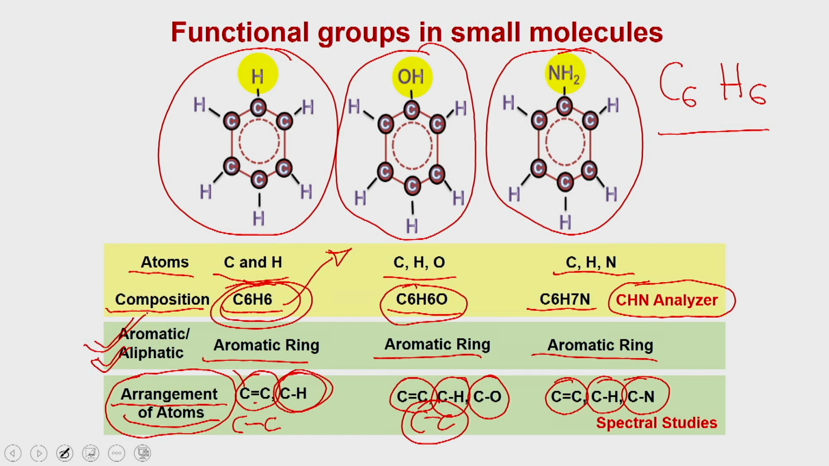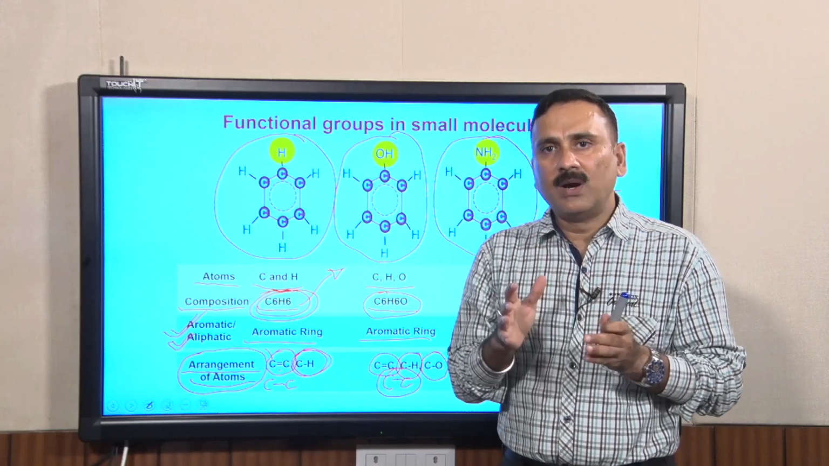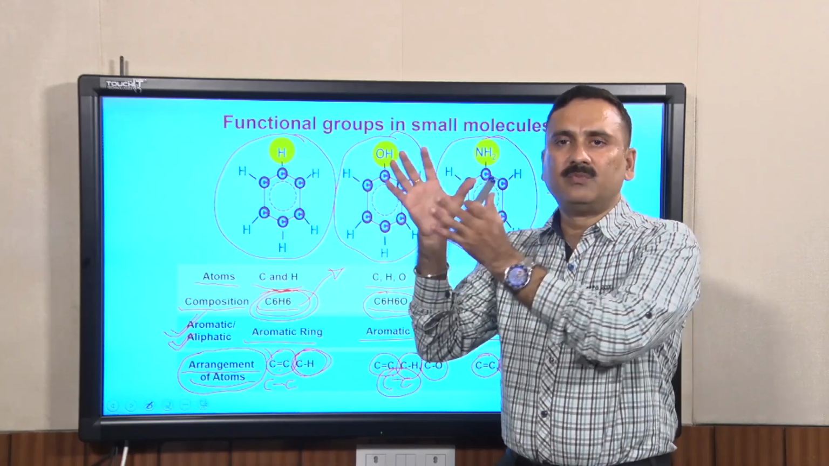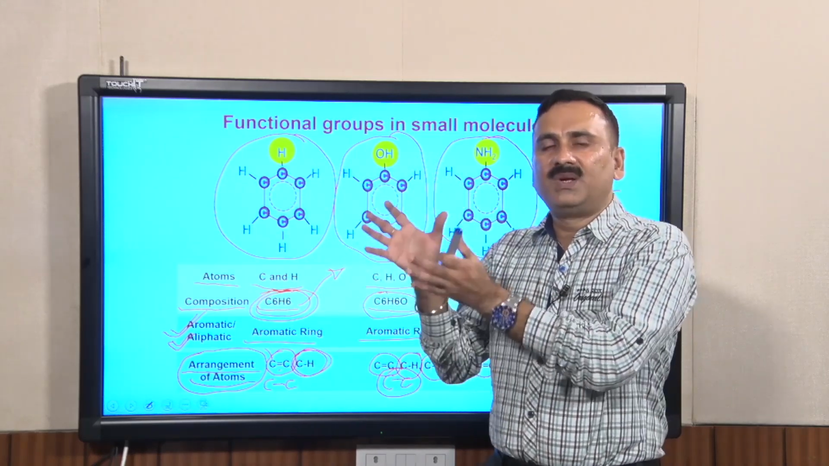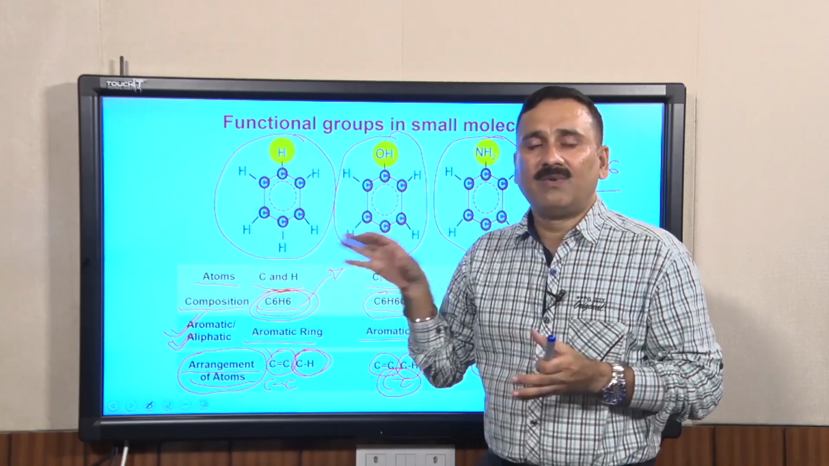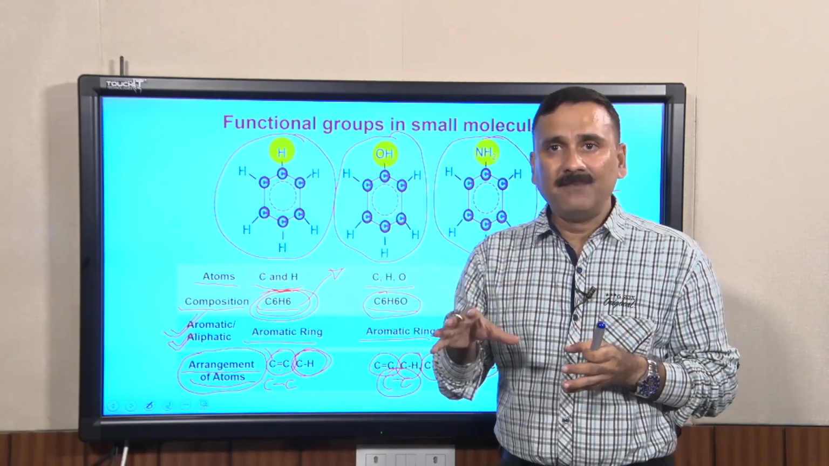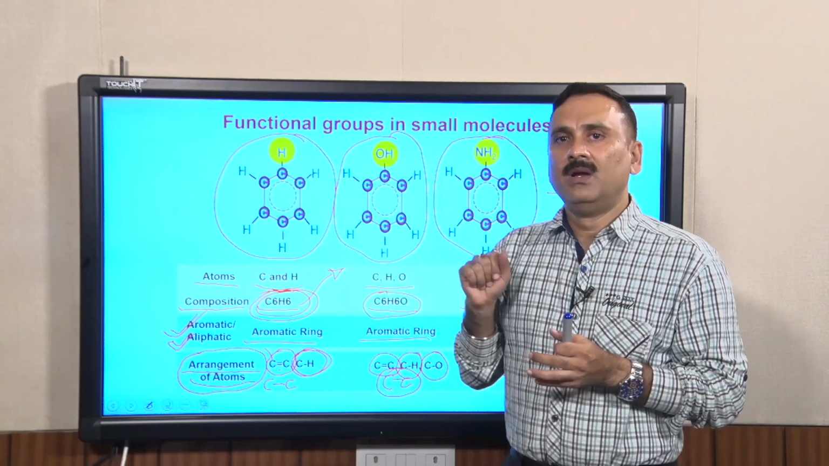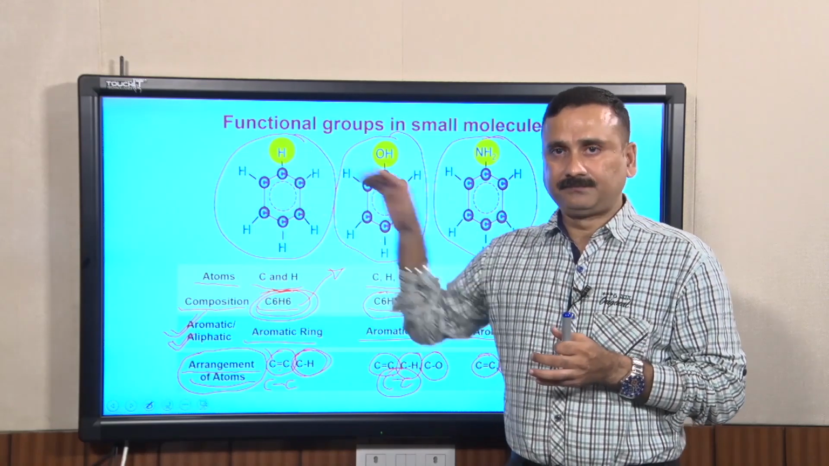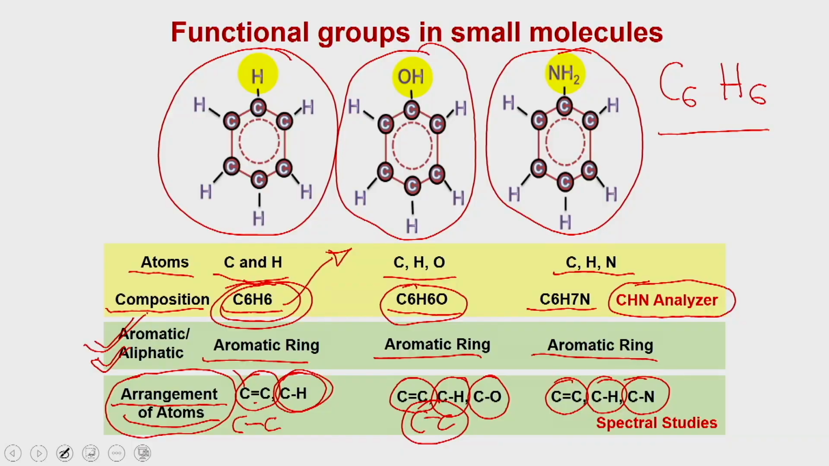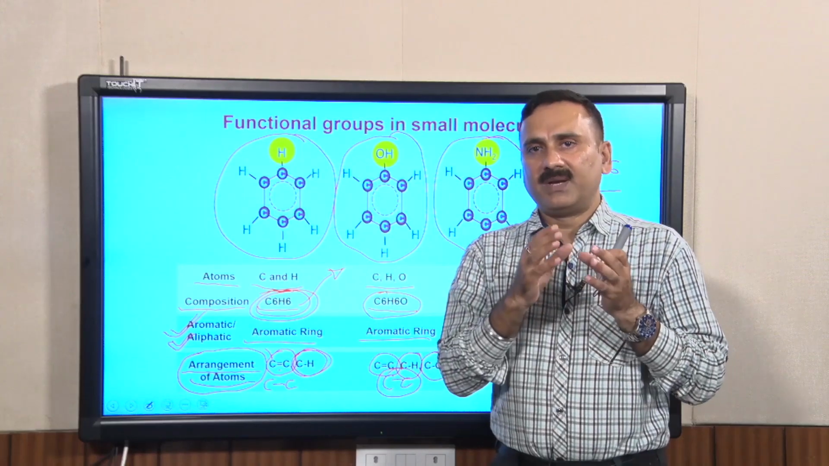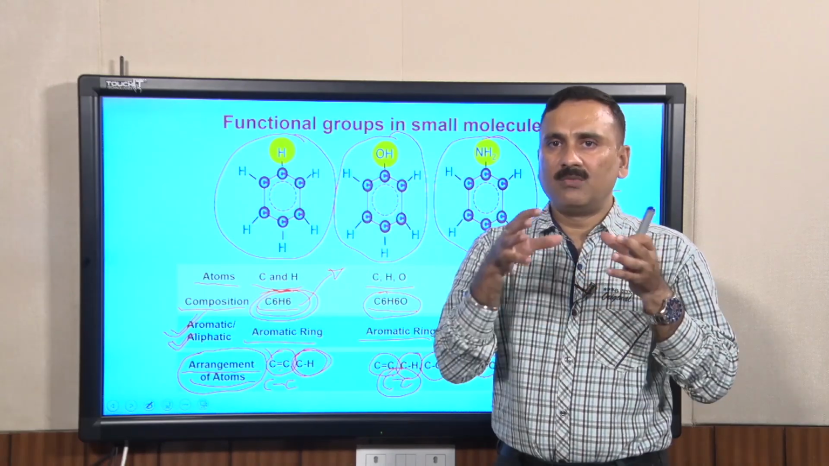Then the third is, once you know the arrangement of atoms, you can be sure, with 99% probability, that the molecule you have isolated from the cell actually contains benzene. But apart from that, for the arrangement of atoms, we can do a different series of spectral studies, and that will give you information about the presence of functional groups in your molecules.